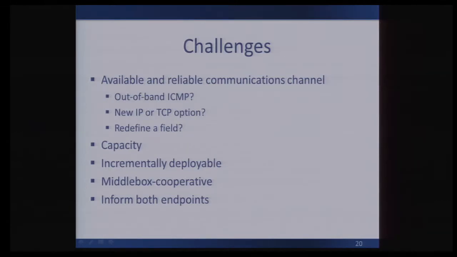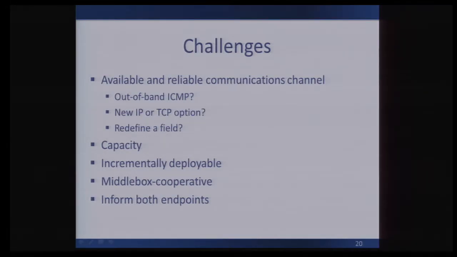And so it all kind of feeds into the main challenge, which is an available and reliable communications channel. Say you're trying to communicate an integrity check between two TCP endpoints. You could do something like an out-of-band ICMP, maybe make a new IP or TCP option, try to redefine a field out of the header. But the problem with all of those is that the very same set of paths that will most likely disrupt those methods are precisely the paths that we're most interested in testing. So for instance, if you go to the trouble of creating a new option to carry your integrity check, it could get stripped out by a middle box.